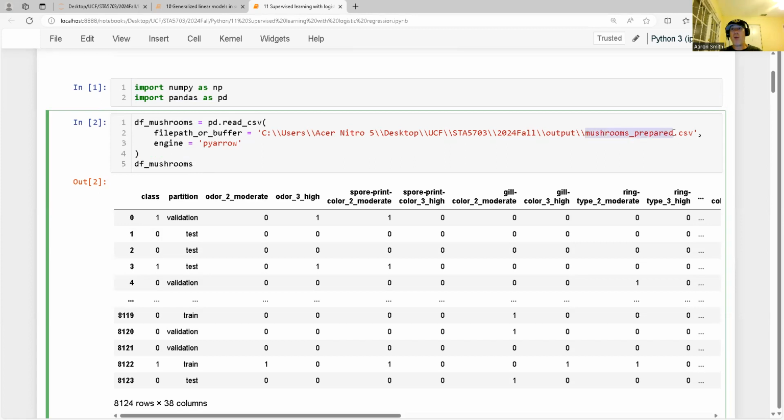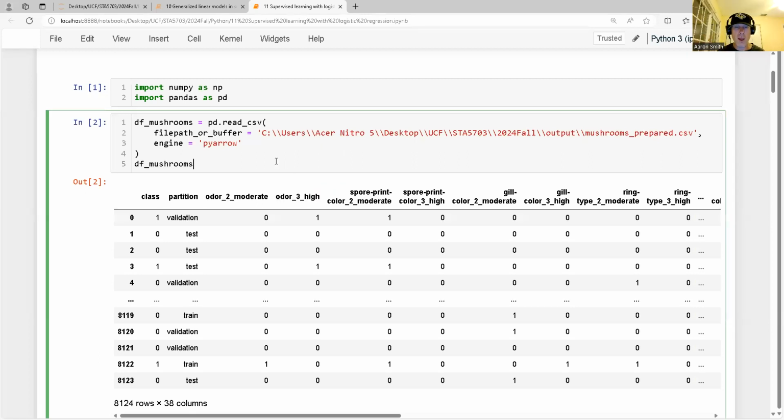Now this is the prepared version of it. I prepared it in a previous video. This is the mushroom classification data set from Kaggle. At this point, that is a classic data set. And my goal is to identify the class where 1 is poisonous, 0 is edible. And on this particular data set, odor by far is the heavy hitter for this problem.